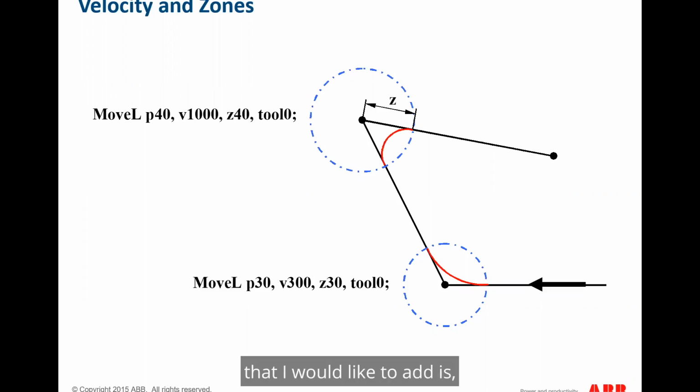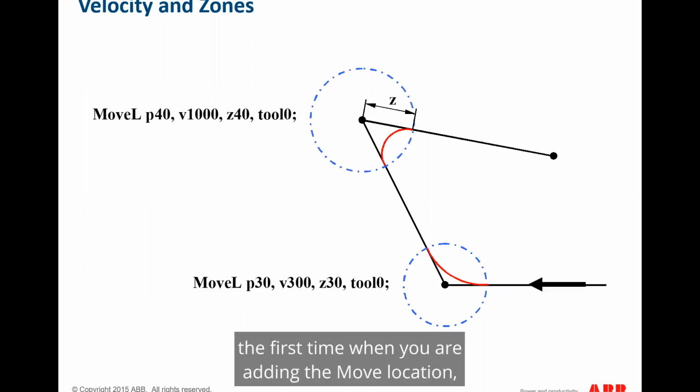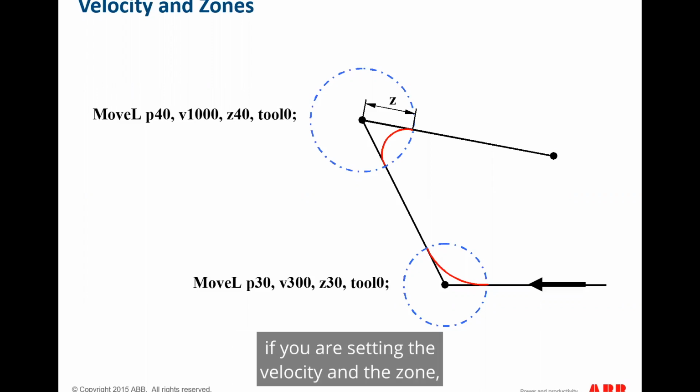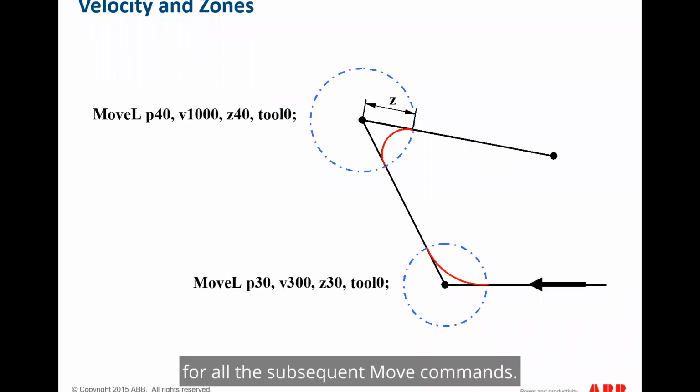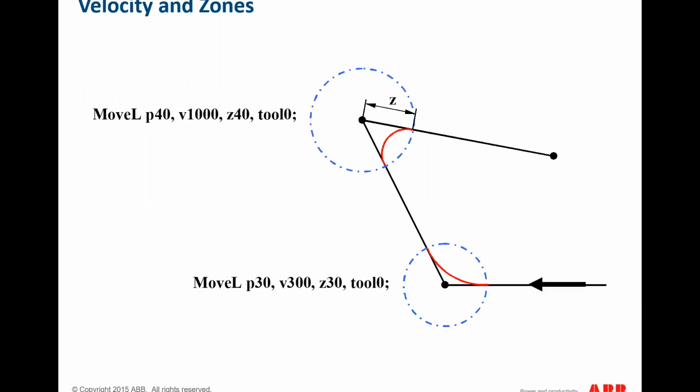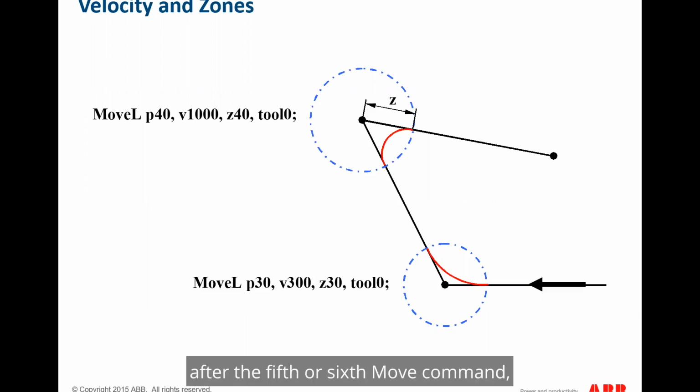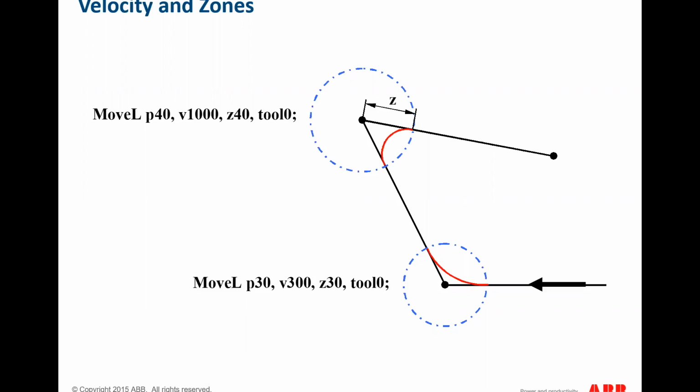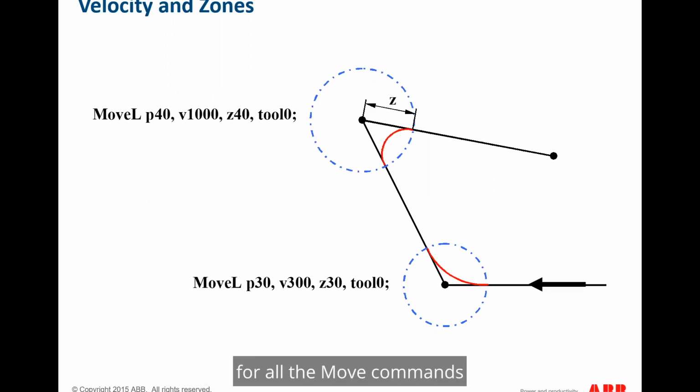One more important thing that I would like to add is that the first time you are adding the move location, if you are setting the velocity and the zone, the same zone and velocity will be taken for all the subsequent move commands. That's important, because if you forget to do it for the first move and then realize after the 5th or 6th move command, you'll have to change it for all the move commands that were already given in your program.